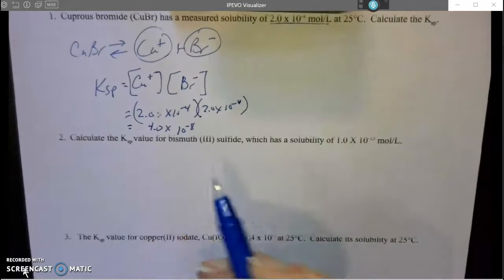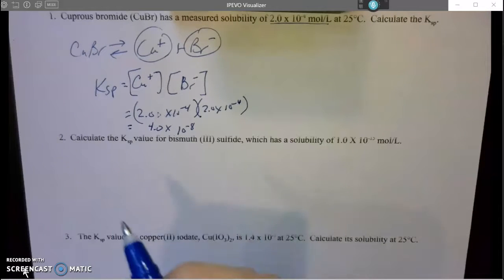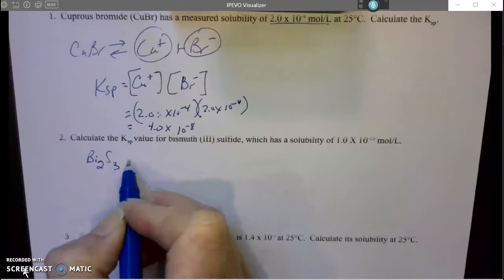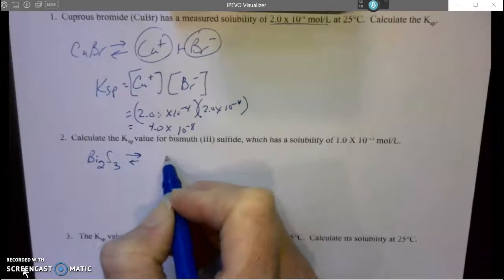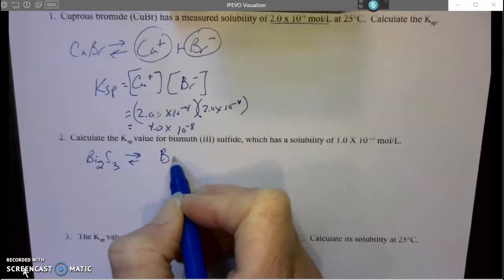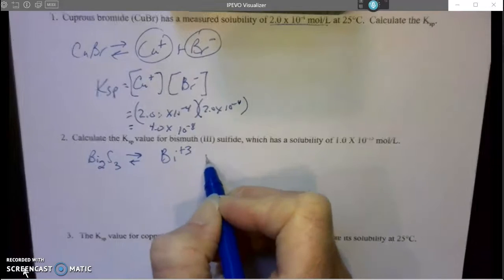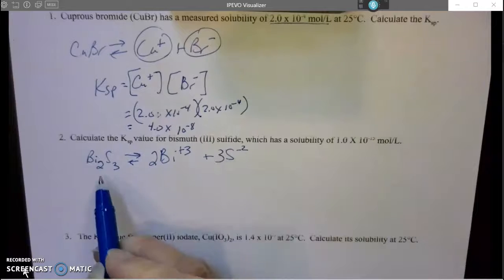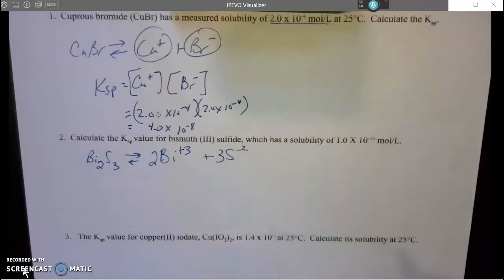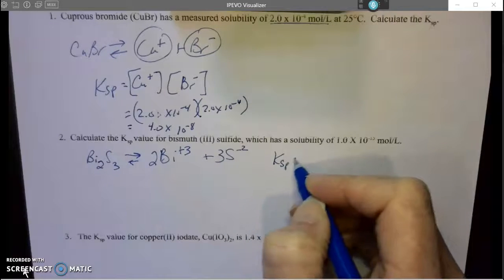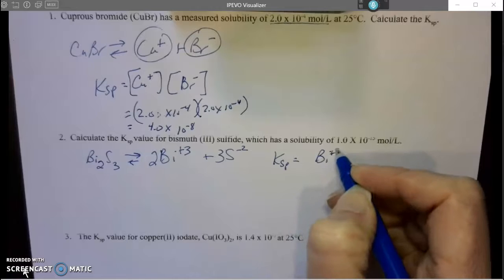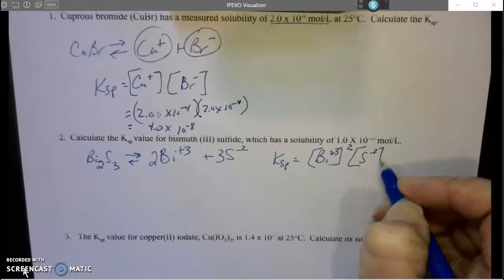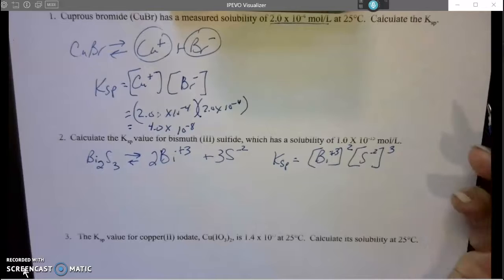All right, my next one, I'm going to do the equation for bismuth 3 sulfide. And we had this one on the front. So I'm going to get bismuth plus 3 plus sulfur minus 2. Again, balancing is important. So 2 bismuths, 3 sulfides. So my KSP value is going to be Bi plus 3 squared and the sulfide ion concentration cubed.